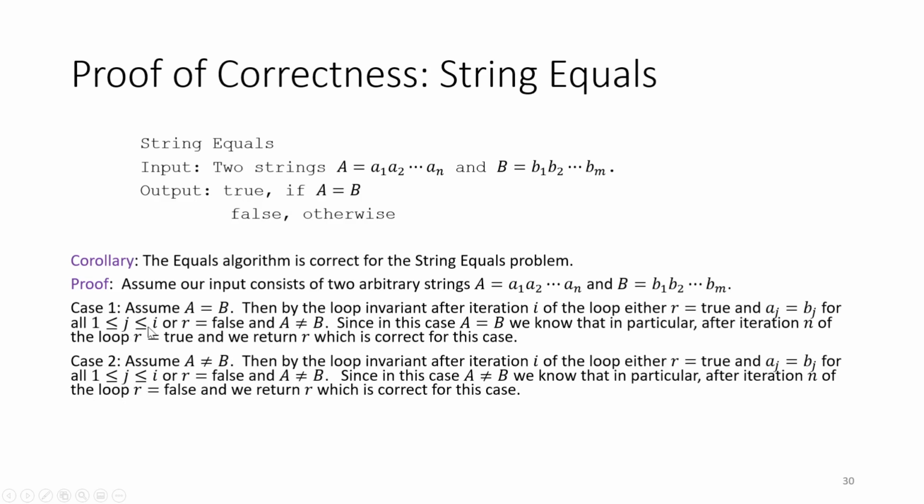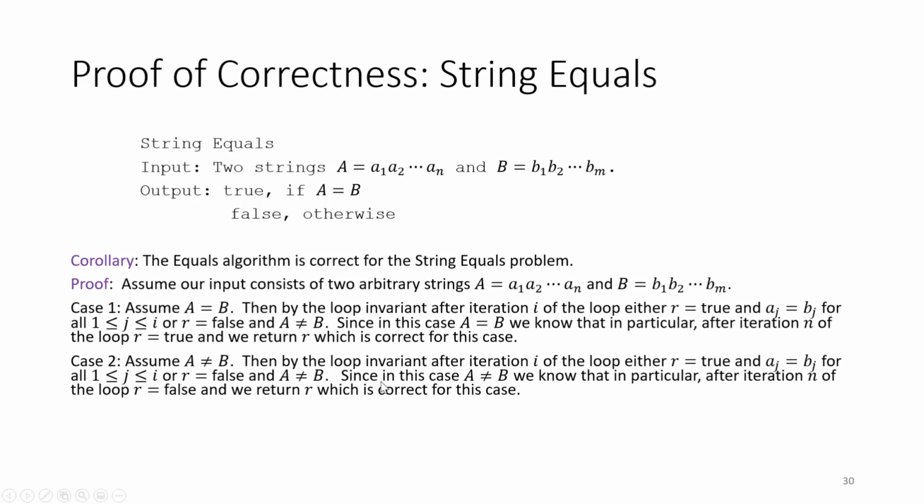Okay, what about the other side then? Other side of the coin. Assume A is not equal to B. Okay, we're supposed to answer false in this case, right? Okay, so what does the loop invariant tell us here? Well, again, I'm basically saying the exact same thing as above. We know after iteration I, it's either going to be in the true state where they're all the same, or we're going to be in the false state where they're not equal. Since they're not equal, we have to be in the false state. We can't possibly be in the true state. And so, once again, we return the correct answer, false, in this case.